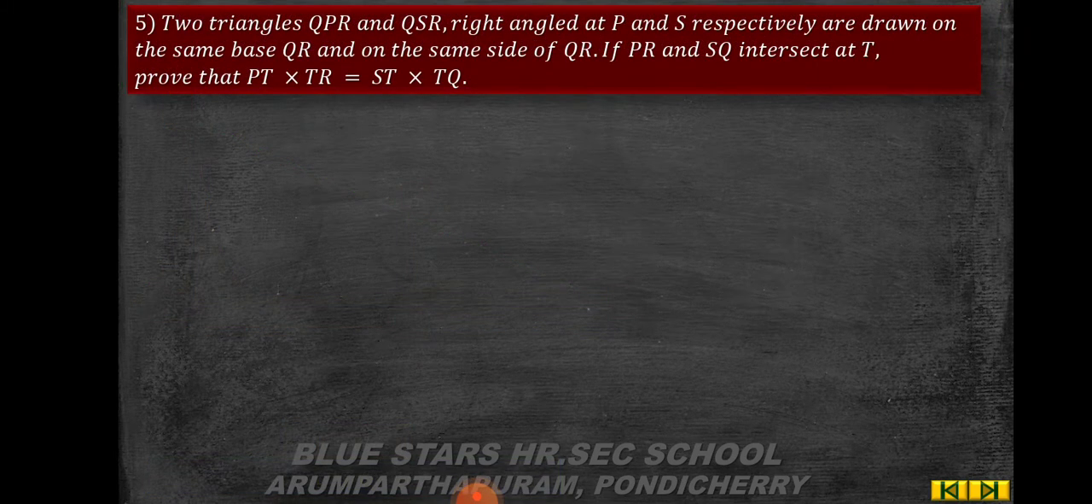Problem number 5. Two triangles QPR and QSR, right angled at P and S respectively, are drawn on the same base QR and on the same side of QR. If PR and SQ intersect at T, prove that PT into TR is equal to ST into TQ.